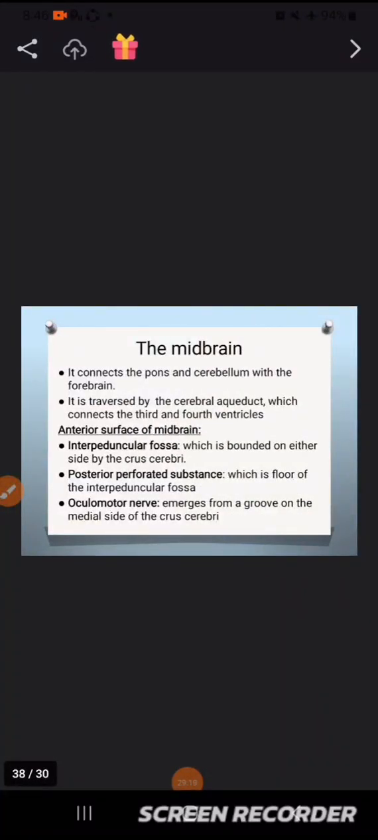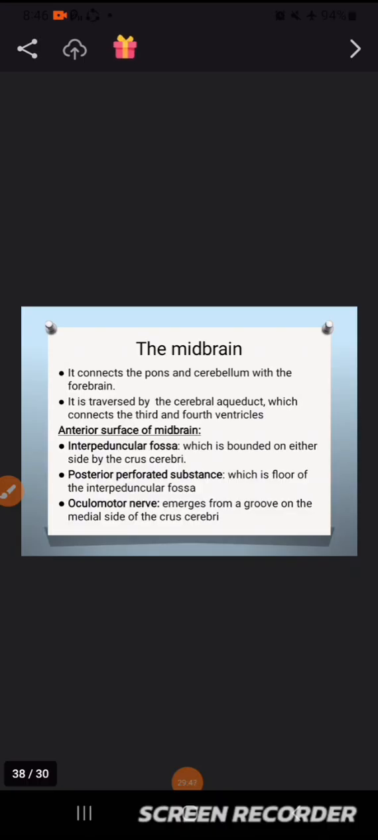Let's move to the midbrain. The midbrain is the upper part of the brainstem. It connects the pons and cerebellum with the cerebrum. It has a cavity known as the cerebral aqueduct.